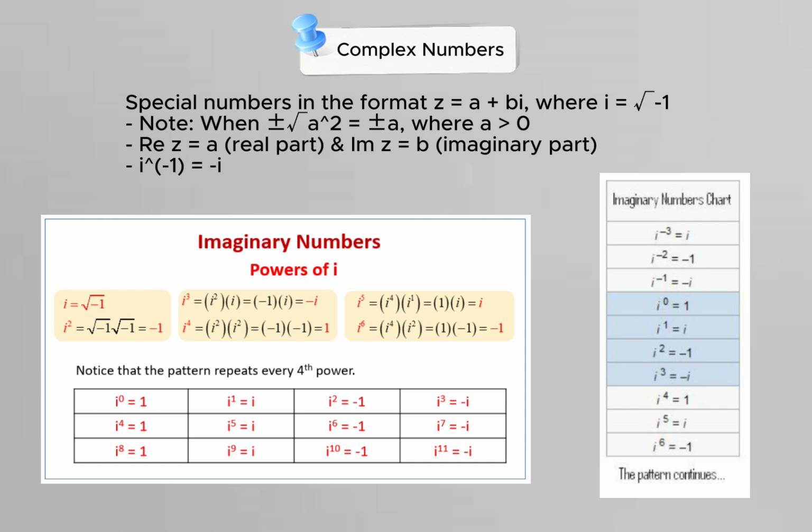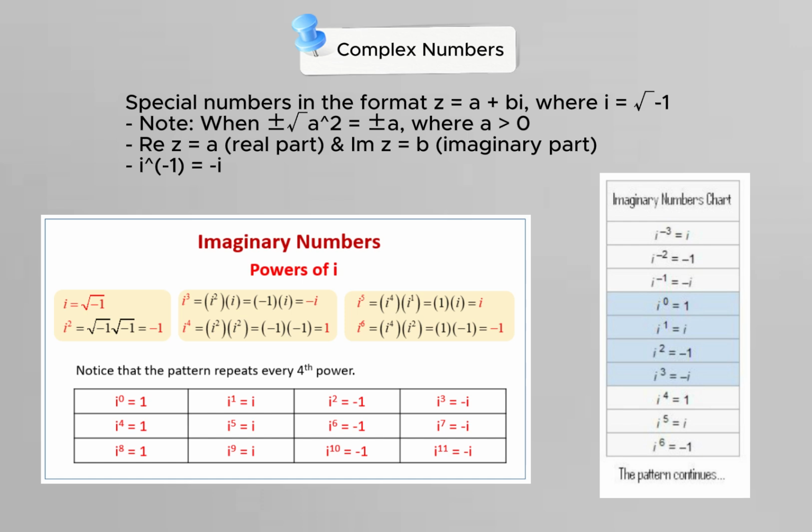So complex numbers are special numbers in the format of z equals a plus bi, where i is the square root of negative 1. Now the square root of negative 1 is special because this value is undefined. However, it exists as an intermediate step to many calculations. Thus, this number was invented.